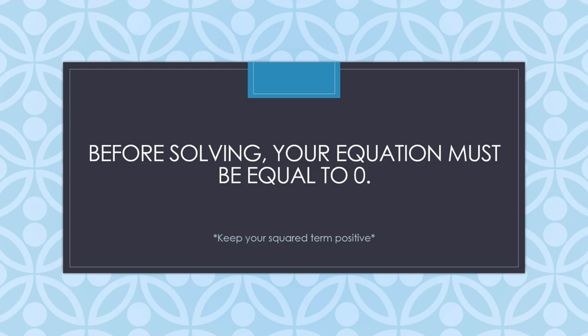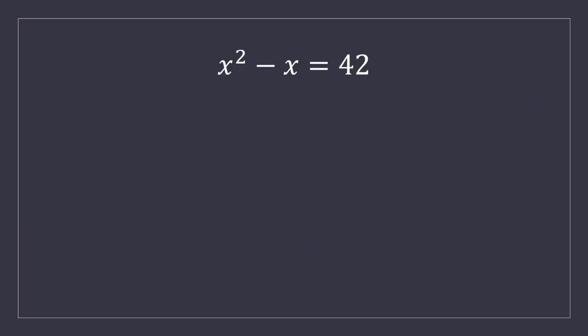Before solving, the important thing to remember is that your equation has to be equal to 0. You cannot factor unless it is equal to 0. My strong suggestion is that you always try to keep your squared term positive. Keep that x squared term positive because it makes it a lot easier to factor.